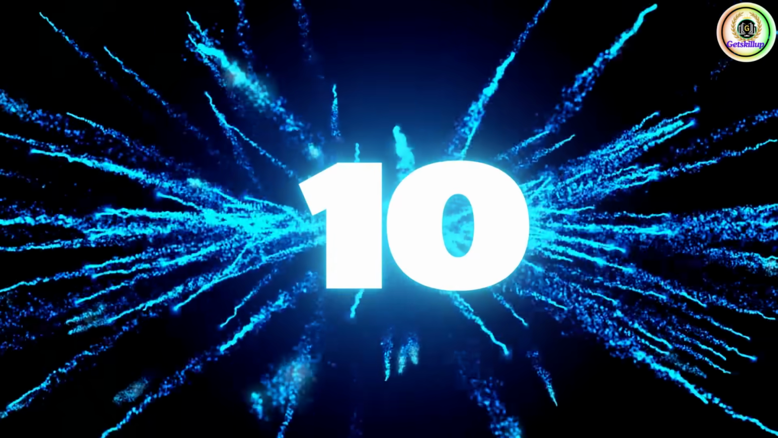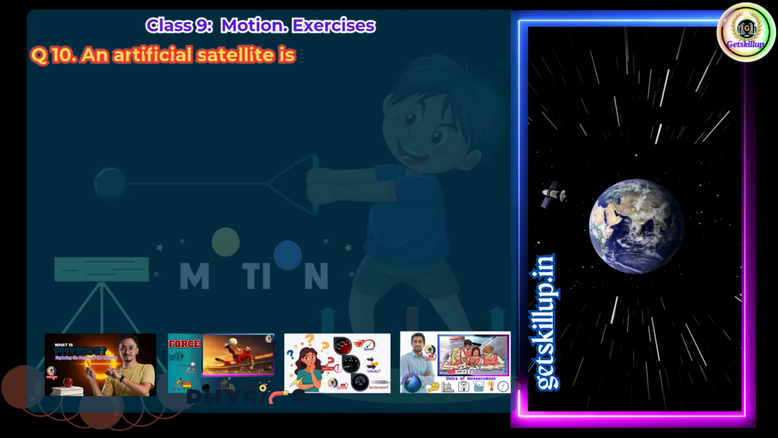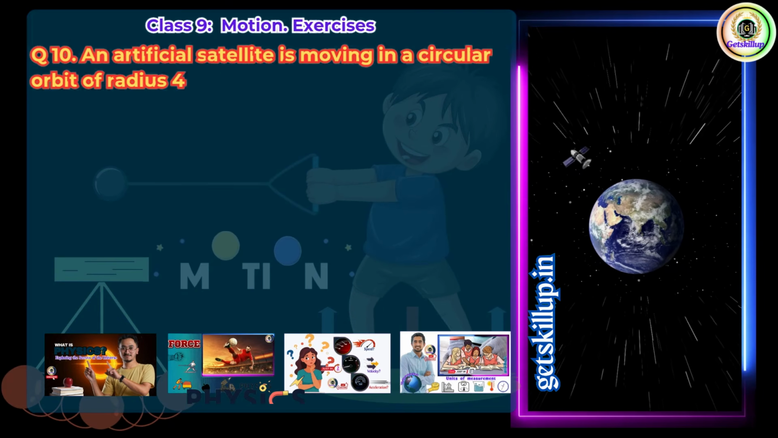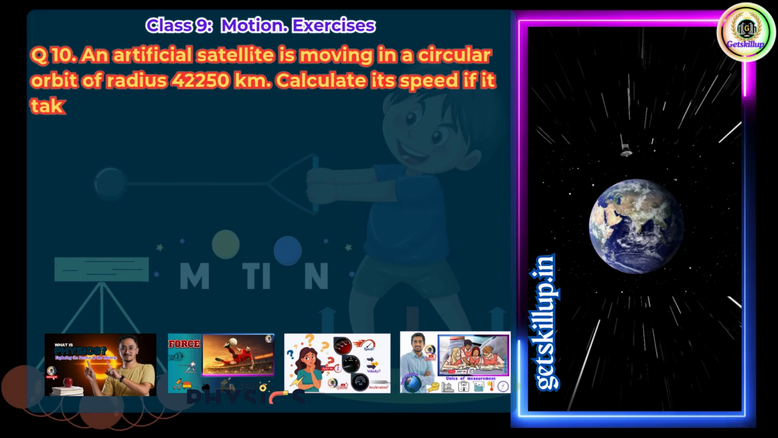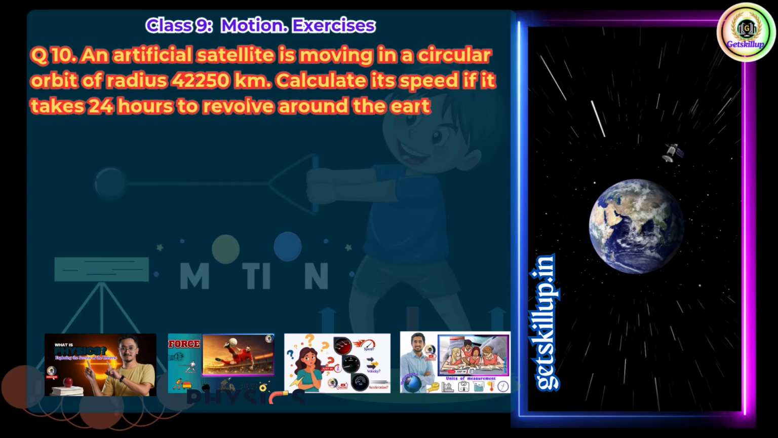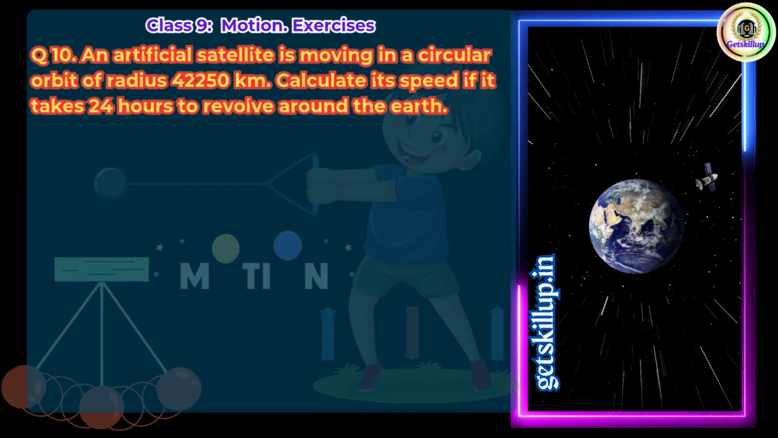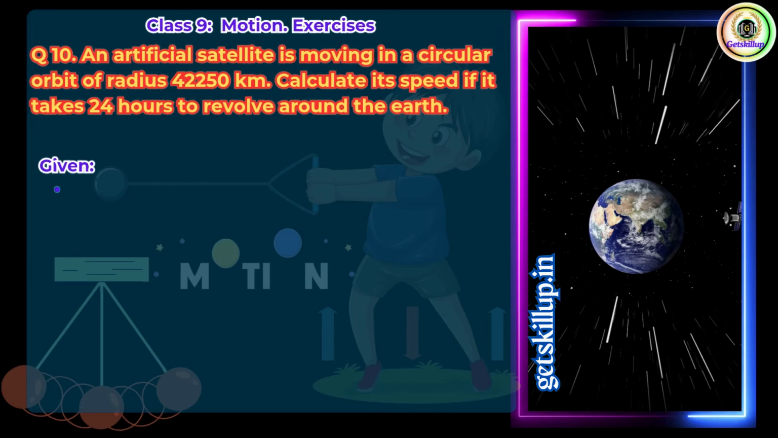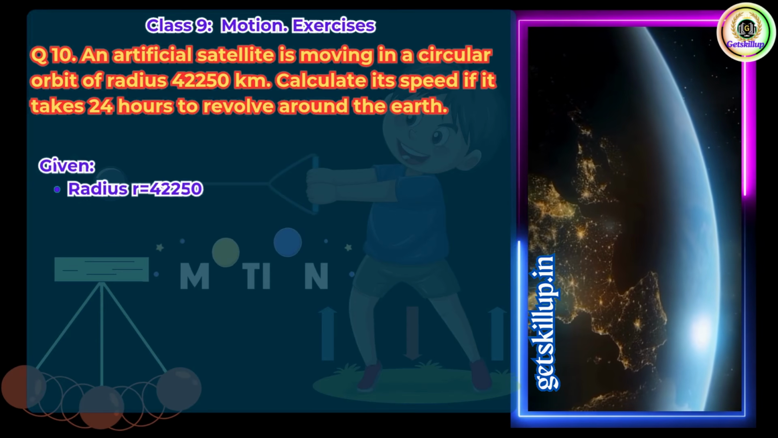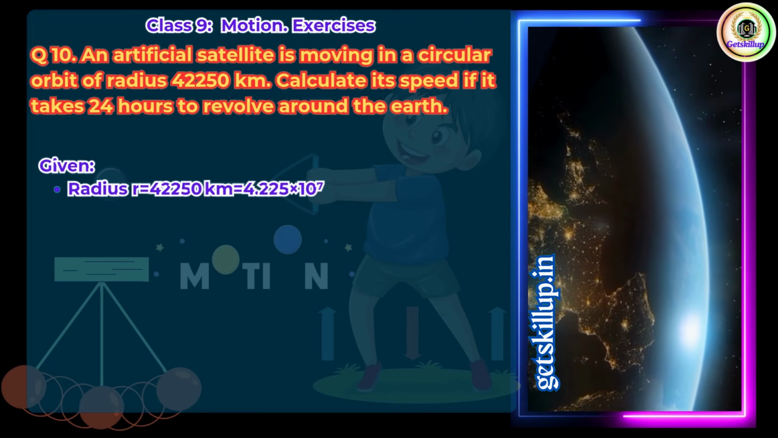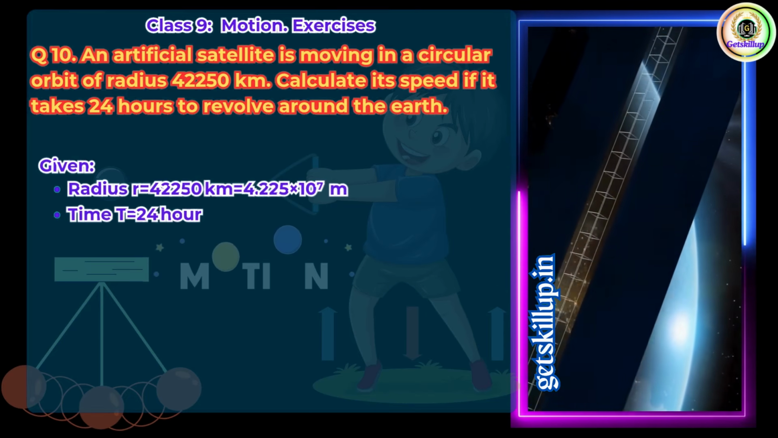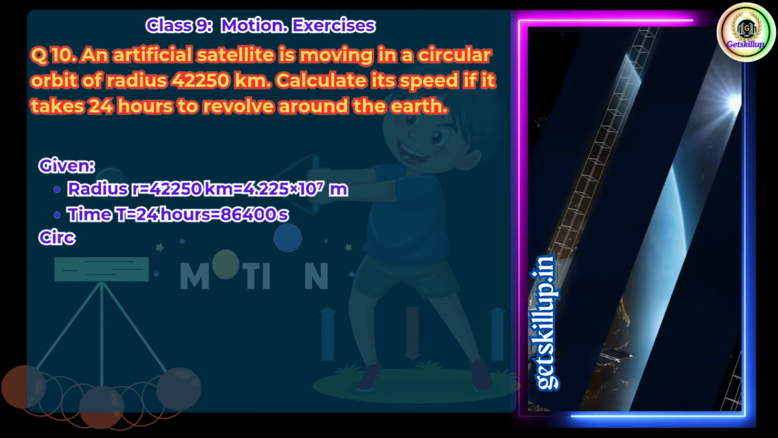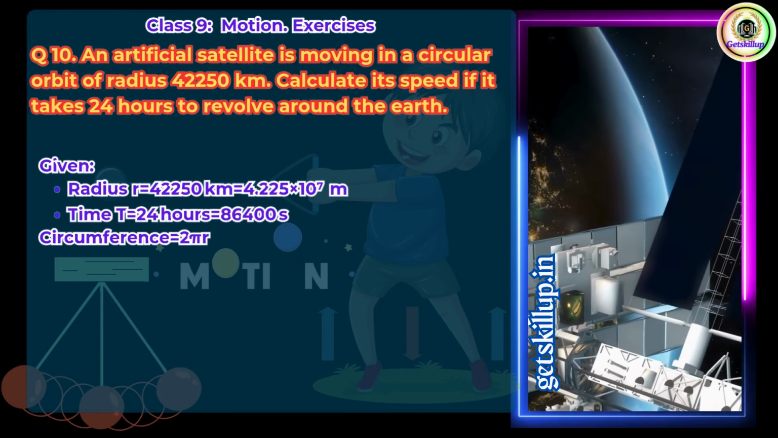Question 10. An artificial satellite is moving in a circular orbit of radius 42,250 km. Calculate its speed if it takes 24 hours to revolve around the Earth. Answer. Given radius r equals 42,250 km, which is 4.225 into 10 to the power of 7 meter. Time equals 24 hours, which is equal to 86,400 seconds.